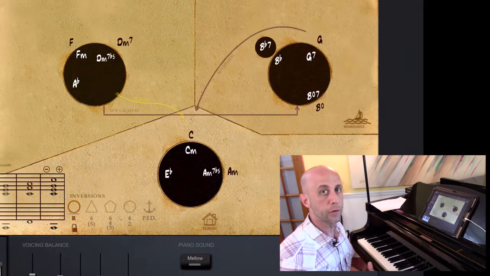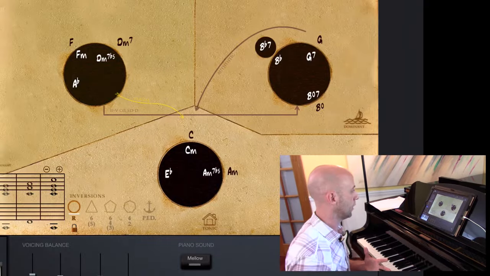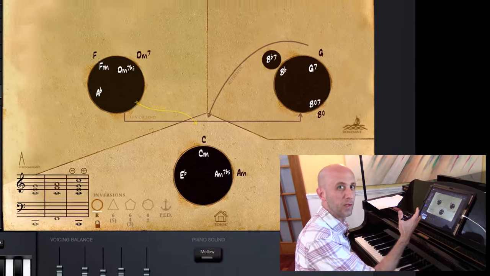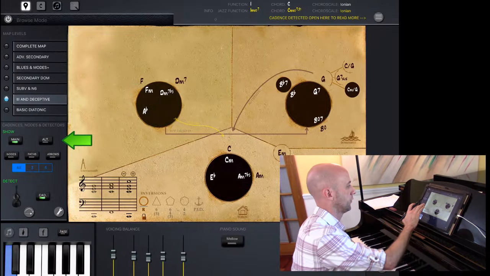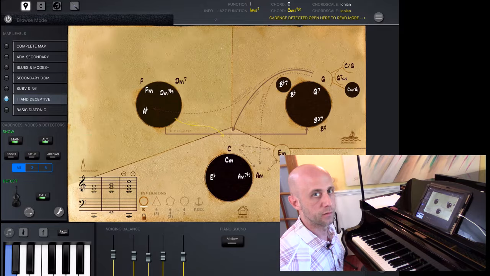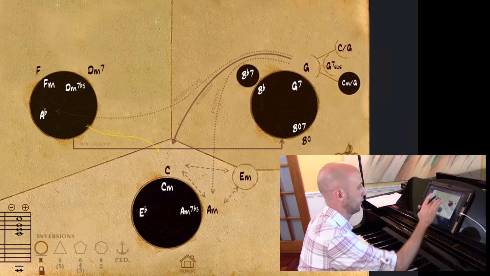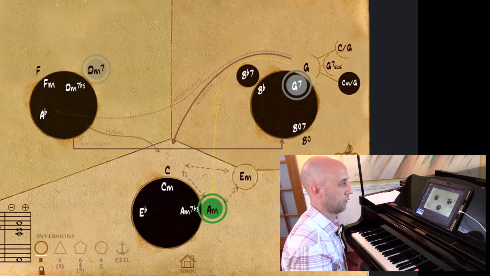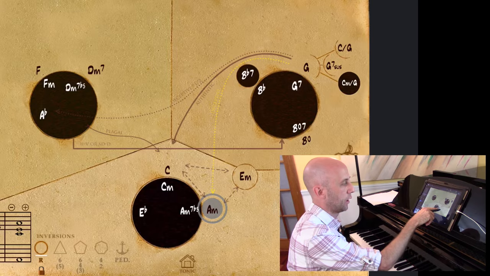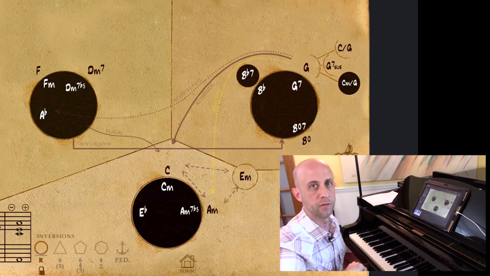If I want to see alternative cadences and other cadences as well, I have to use a slightly more complicated version of the map. So I'm going to go up one level and turn on the alternate cadence detector. So now if I do something like this, 2, 5, and then I went to A minor, there's my deceptive cadence detector showing up.